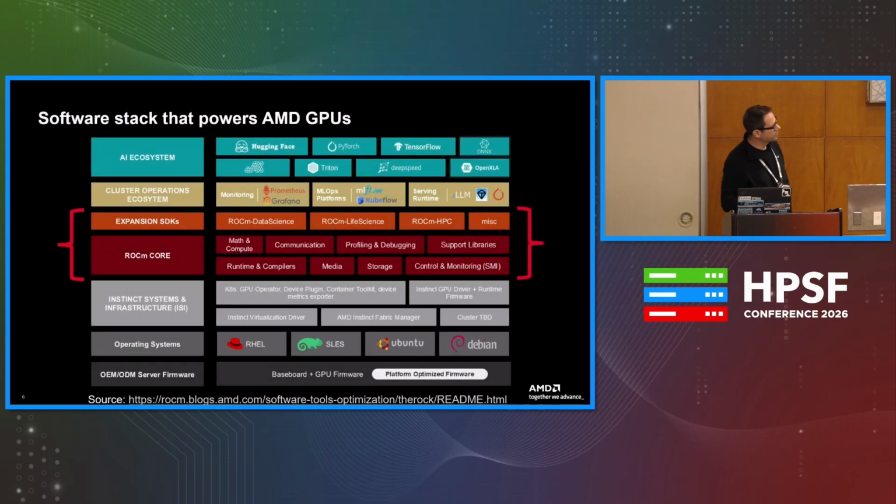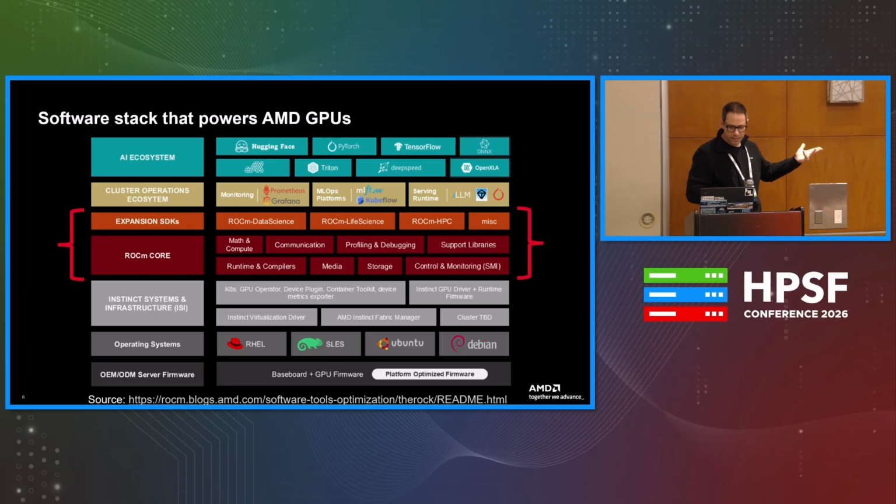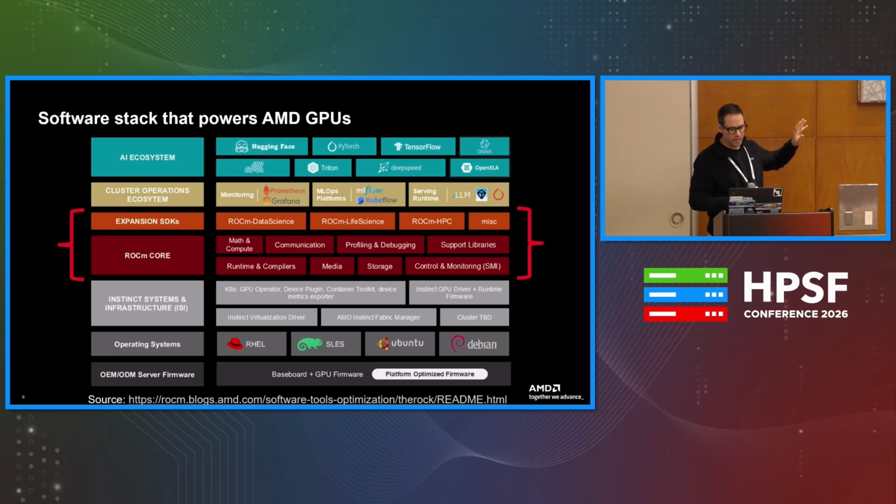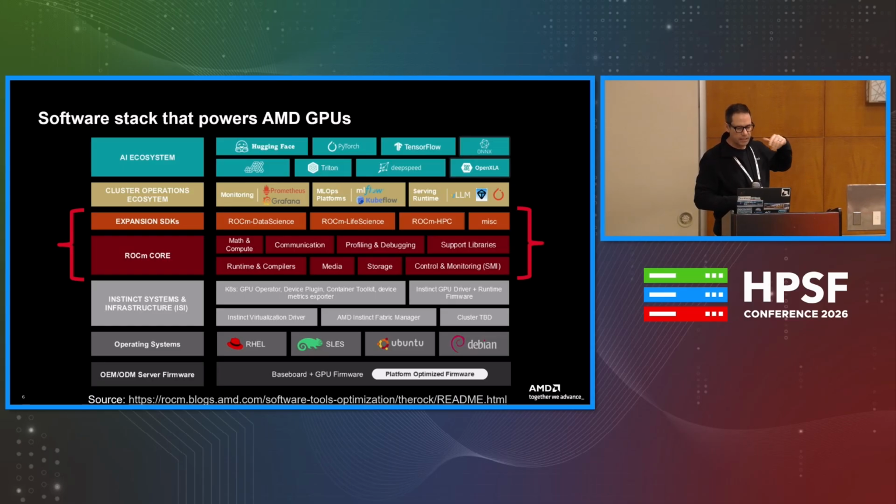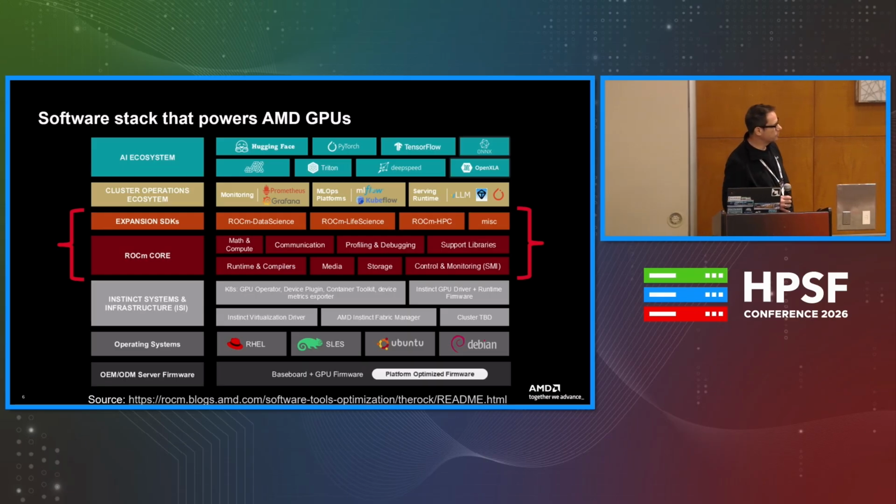So thinking about the software stack that powers AMD, we're really talking about, as far as the ROC is concerned, the ROCm core and the expansion SDKs. So the ROCm core includes the runtime and compilers, the ROCm SMI, the monitoring interfaces, as well as math and compute and communication libraries like RCCL, and support libraries like the profiling and debugging tools.